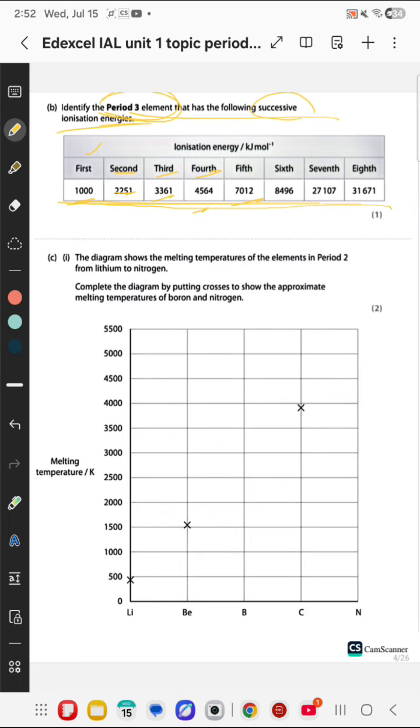First of all, in successive ionization energy, you will focus on the point where there is a big jump in ionization energy. For example, the first ionization energy is 1000, the second is 2251, so there is a difference of just 1000. For the third, again there is a difference of almost 1000 kilojoule per mole. For the fourth, again a difference of 1000 or 1200. Then moving from the fourth to the fifth ionization energy, there is a difference of 3000 kilojoule per mole. So this is the first big jump.